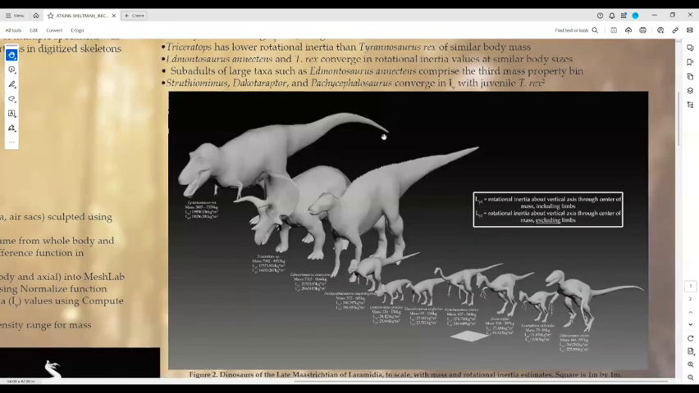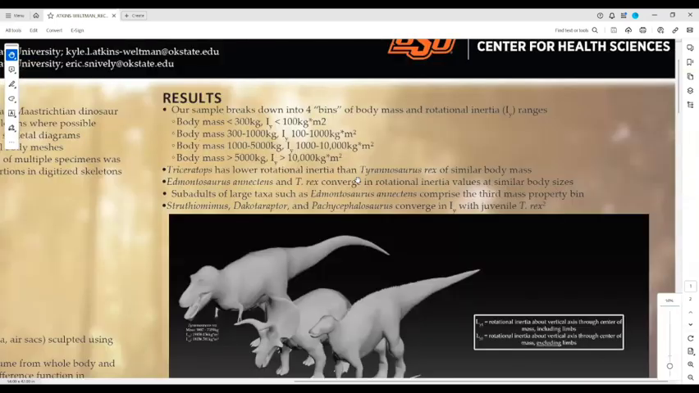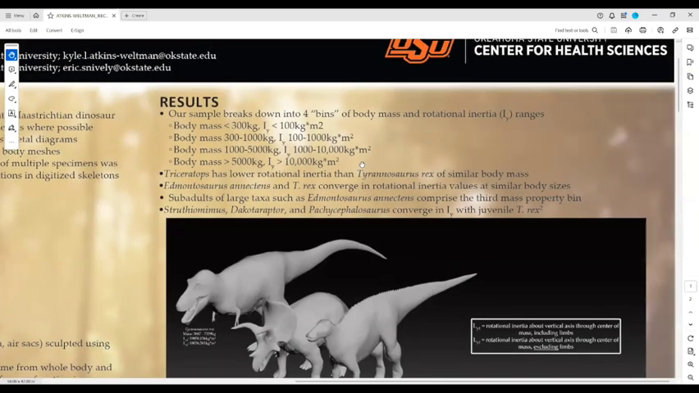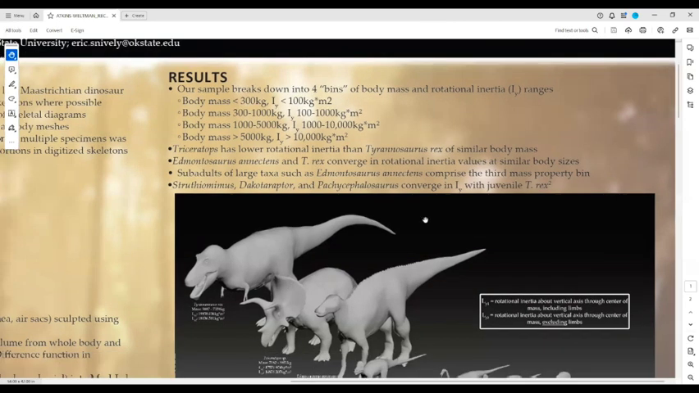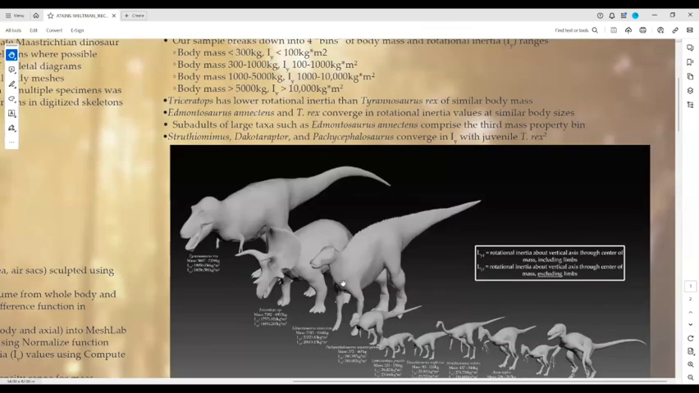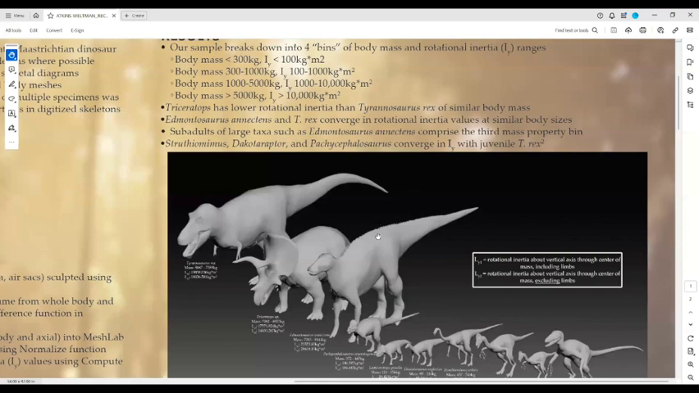Now, what we found is that there were 4 bins of body mass and rotational inertia ranges, as you can see here. But what's interesting is this particular one here, the body mass between 1,000 and 5,000 kilos. There are no adult animals from this area that fill that category or are even in that category. It's exclusively subadults of these 3 large taxa, T-Rex, Triceratops, and Edmontosaurus.